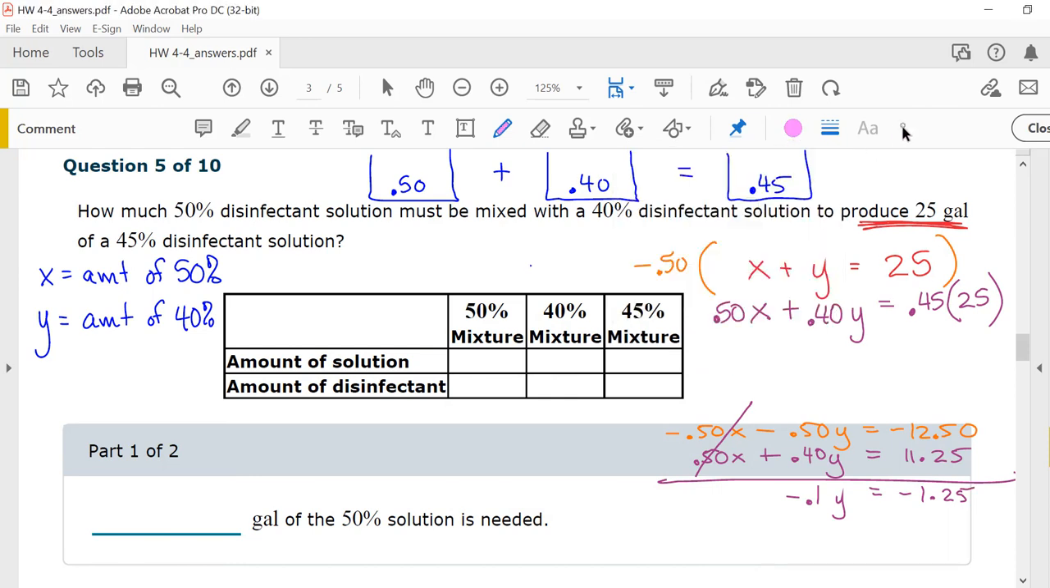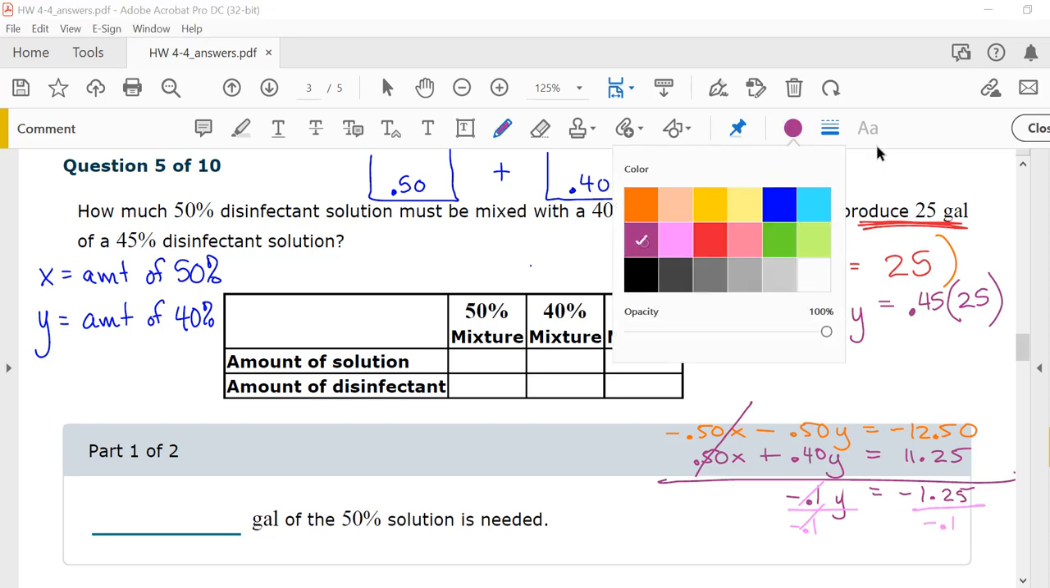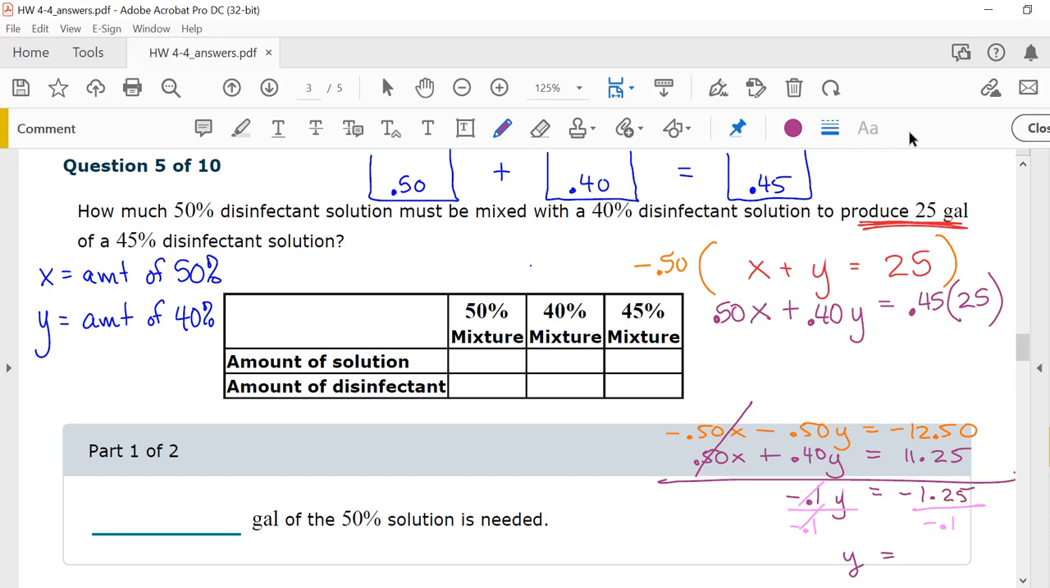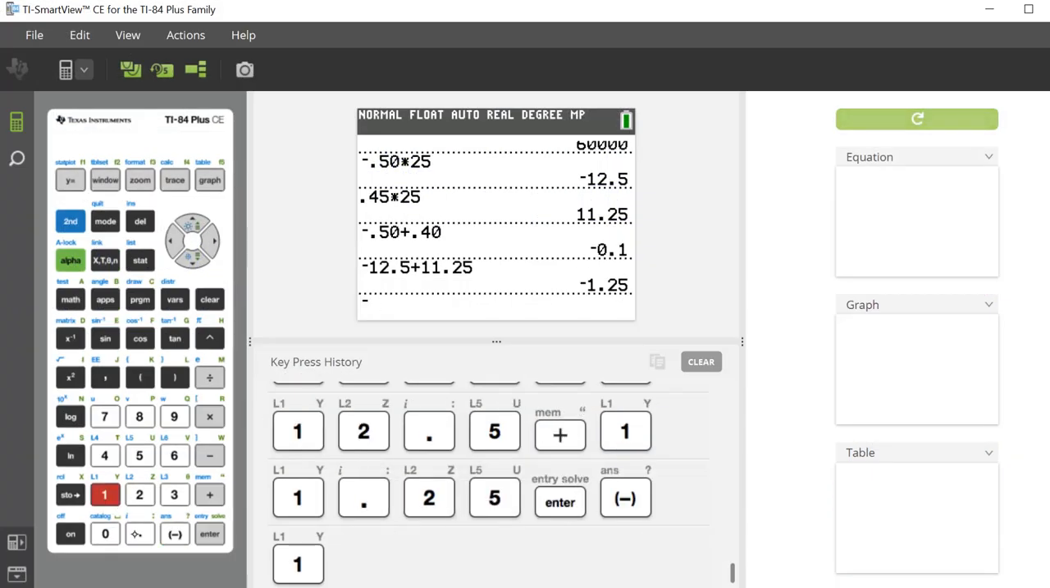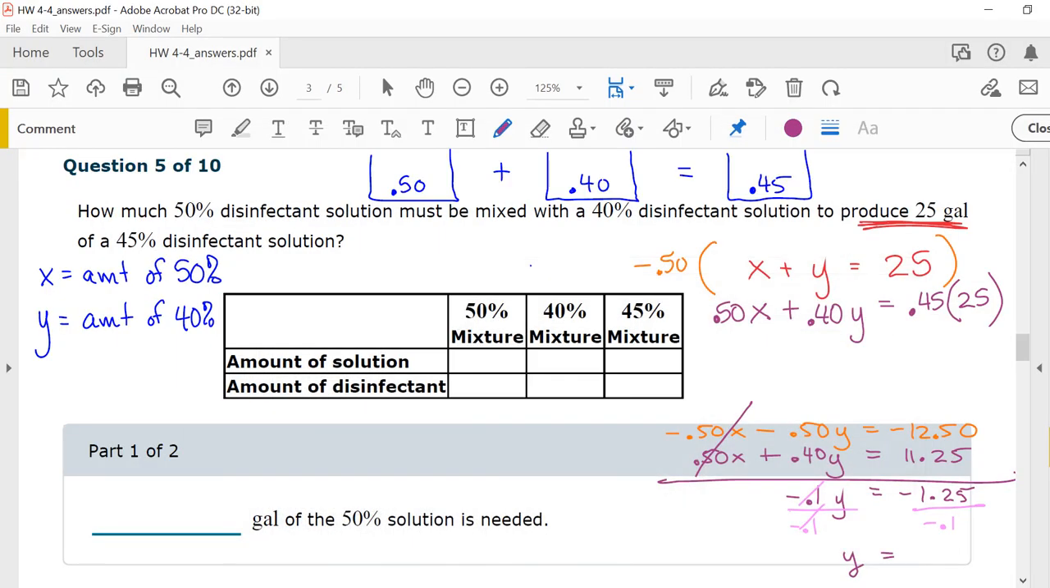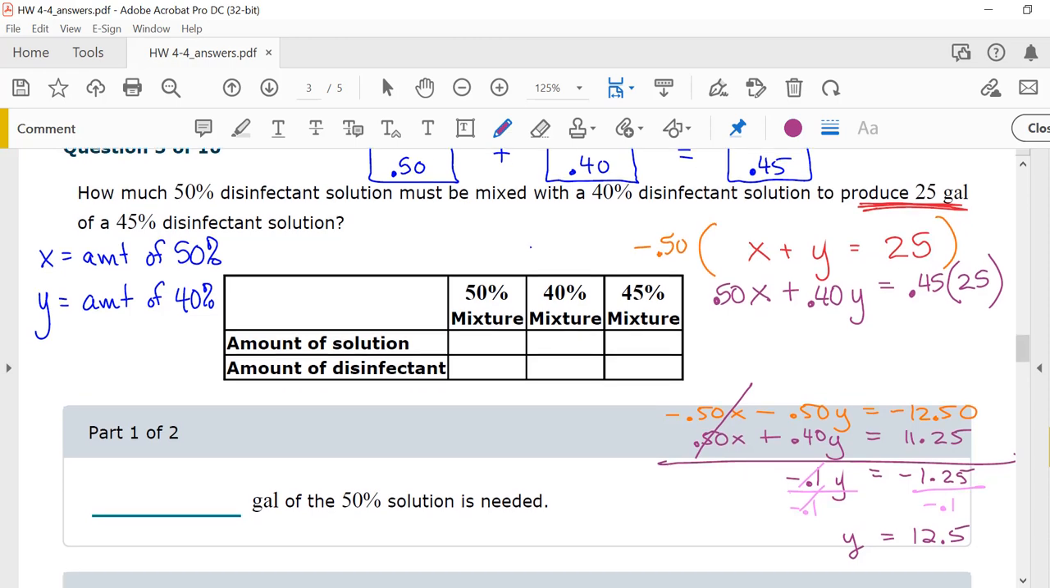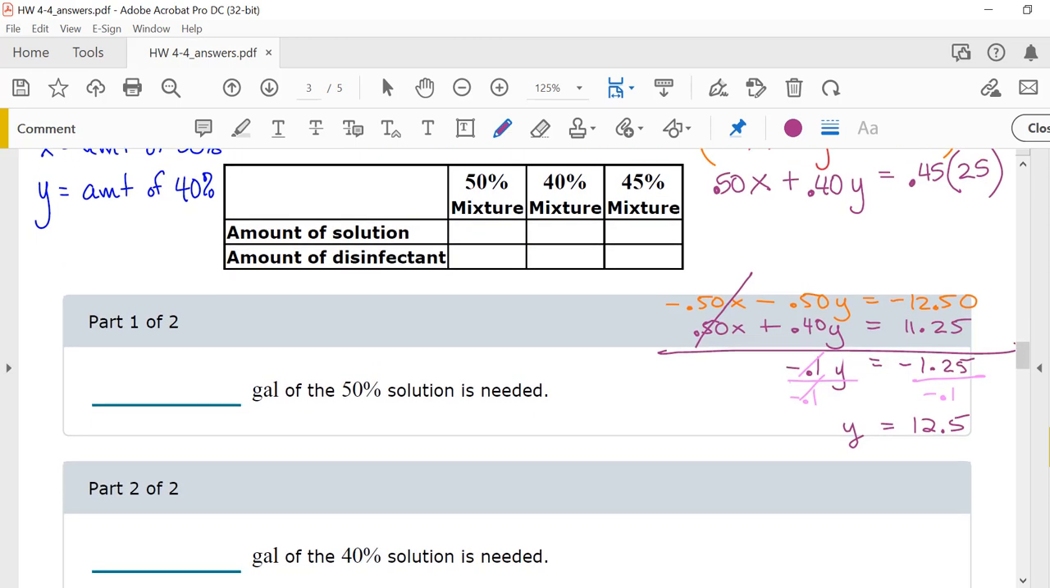Dividing both sides by negative 0.1, y equals negative 1.25 divided by negative 0.1, I get 12.5. Okay, hold on. Y is the amount of the 40% solution. So I need 12.5 gallons of the 40% solution.